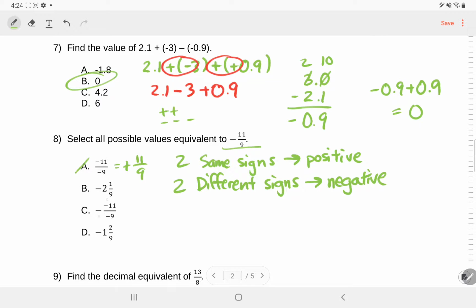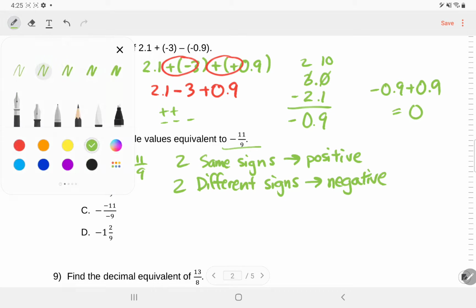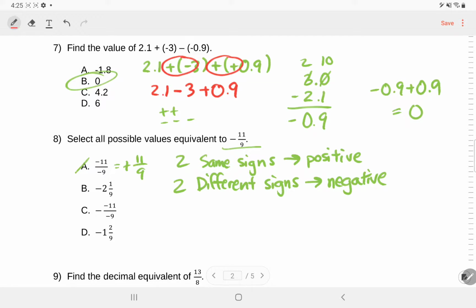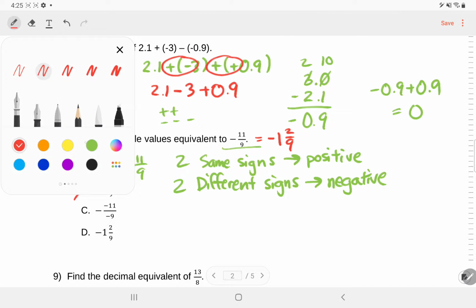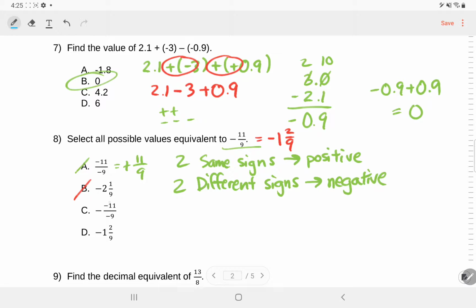For the second one, negative 2 and 1/9. Okay, well, why don't we try to do negative 11 divided by 9? Negative 11 divided by 9 is going to give us negative 1, because 9 goes into 11 one whole time, and we have a remainder of 2/9. That's obviously not the same thing as negative 2 and 1/9, so it can't be B. For C, we'll notice that we have two negatives right here, so those two negatives, same signs, become a positive.